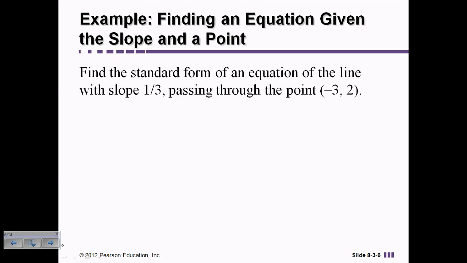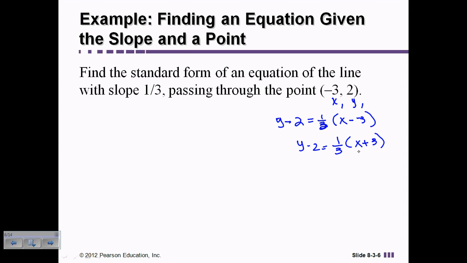So here we have an example. The slope is 1/3, and the point is -3, 2. So here's x1 and here's y1. So using our formulas, we're going to say y minus 2 equals the slope, 1/3, parentheses, x minus -3. So this is going to be y minus 2 equals 1/3 x plus 3. So then you're going to continue to solve that.